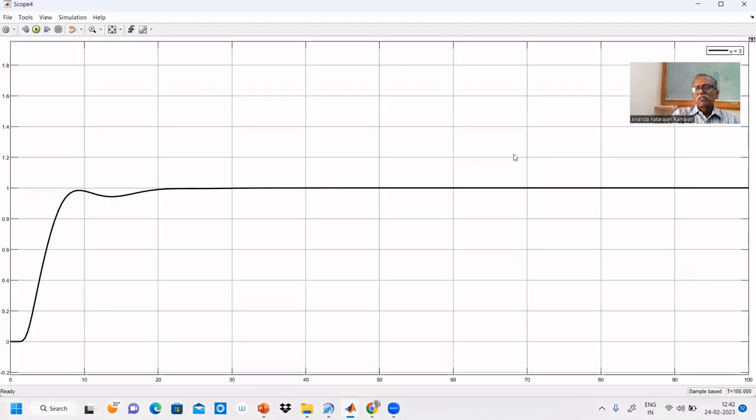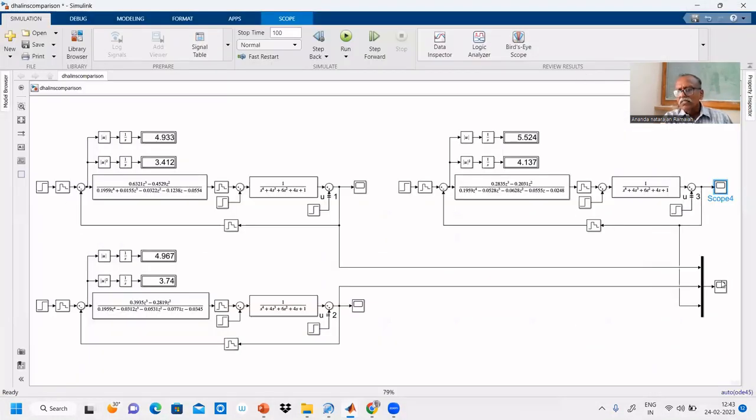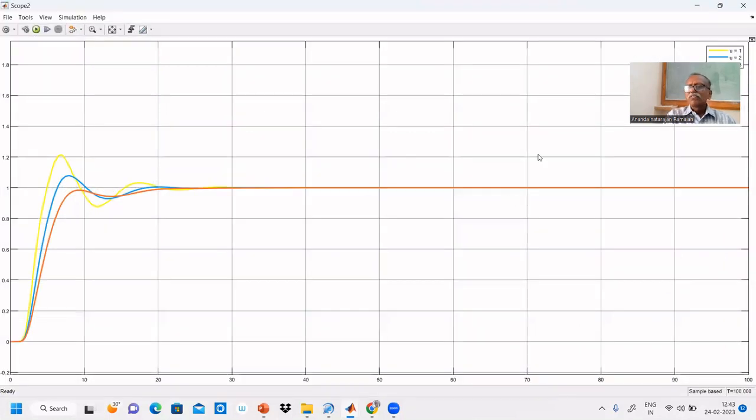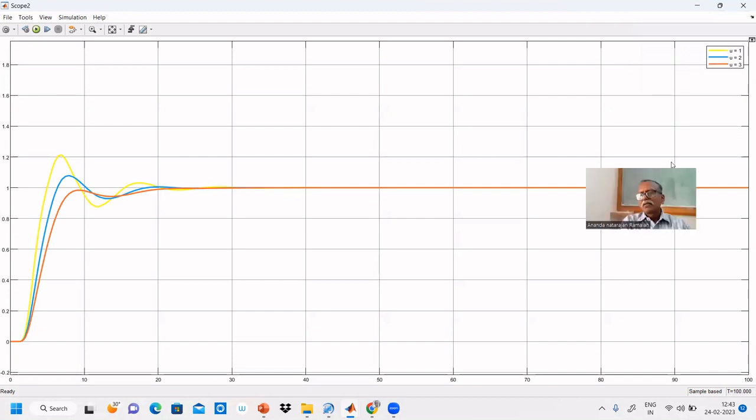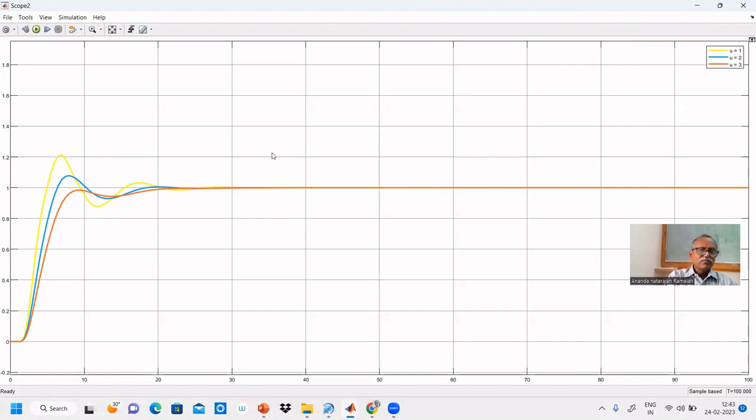Now let us see all the responses together. Yellow is for mu equal to 1. You notice that the response is faster. Rise time is minimum. Faster means rise time is minimum. For mu equal to 2, there is a slight delay in the response. Mu equal to 3 means further delay.